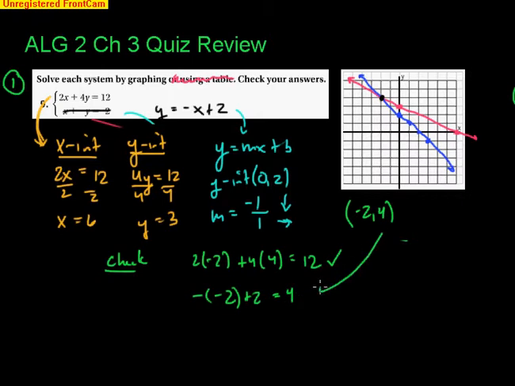And look at your y value. Your y value is 4. This works, right? Because that equals y. So just plug it in for x and y. Make sure the left side and the right side are the same. 12 equals 12. 4 equals 4. We're good. This is my solution.